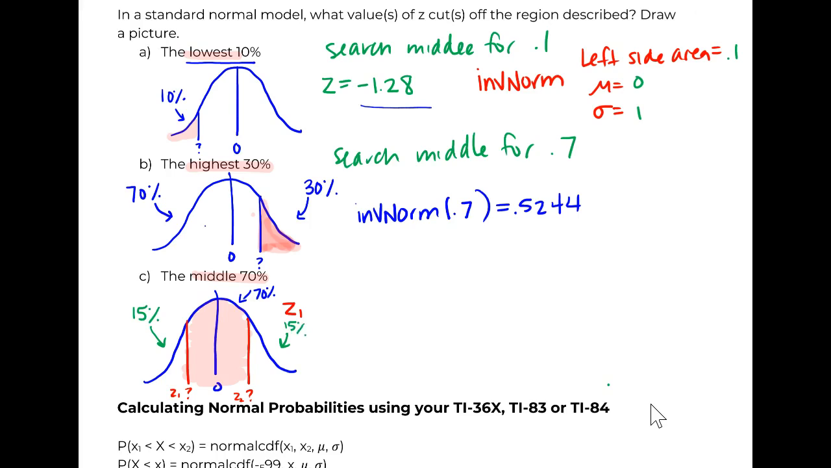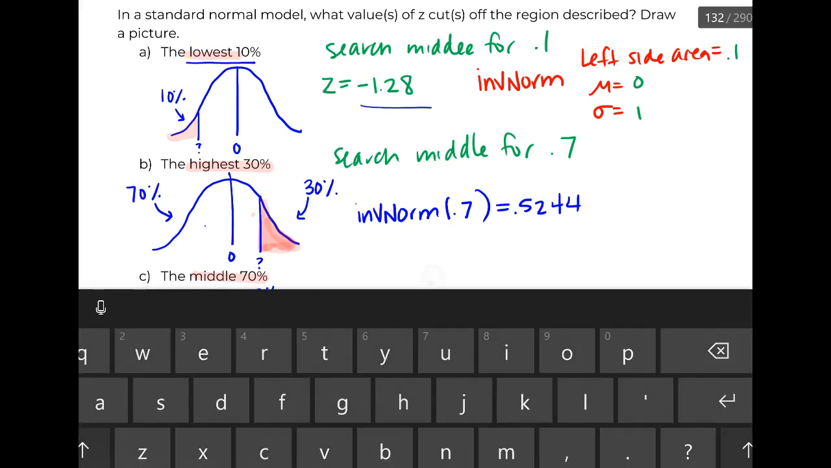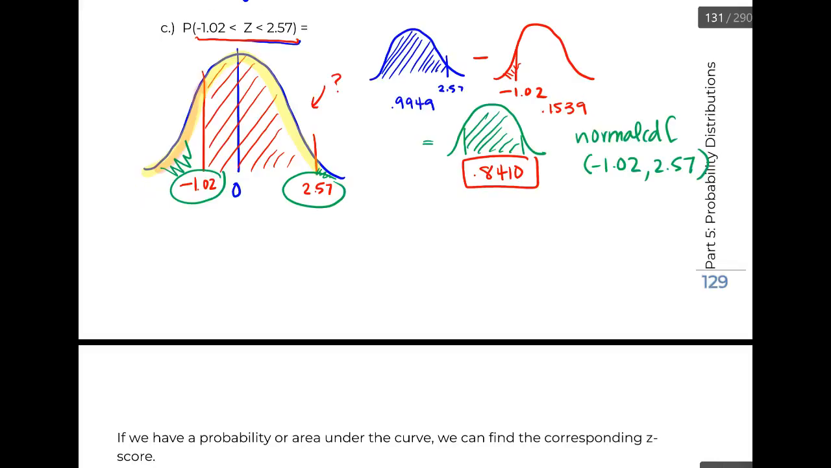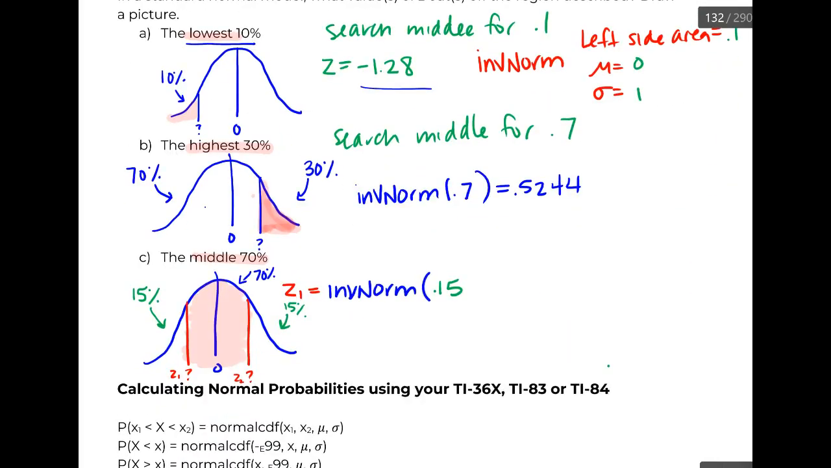So if we're going to calculate this in the calculator, z1 is going to be equal to, of course, we're still using inverse norm. And our left side area, well, that's 0.15. And if we wanted to, we can tell it the mean and standard deviation, right? Mu, standard deviation for that z-score.